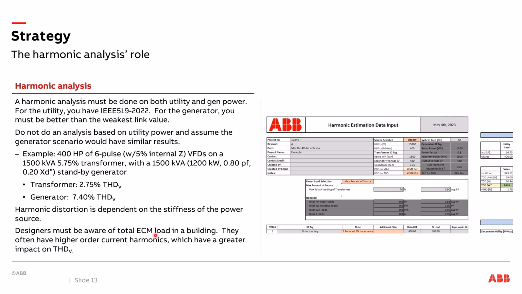So I can have two devices that are both 30% THDI on the current harmonics, one being a VFD, one being an ECM, but that ECM is going to make a much bigger impact on your voltage distortion. So that's becoming a bigger and bigger deal as you see more ECMs out there. So again, ECMs and VFDs are not created equal. It may look like that when you look at THDI, current distortion, but for voltage distortion, which is what the building cares about, ECMs have a bigger impact. So something to keep in mind.